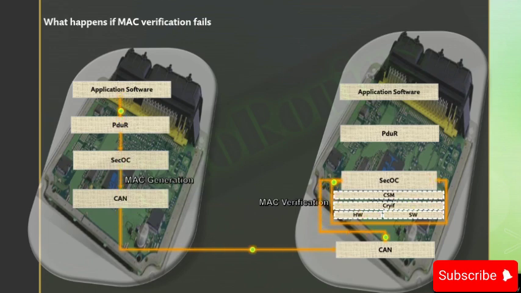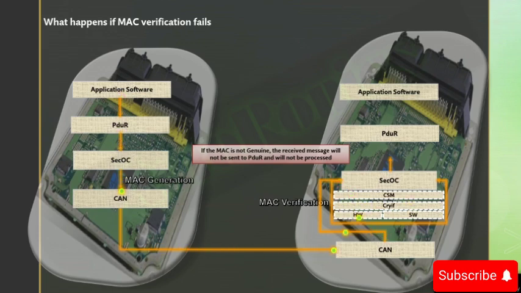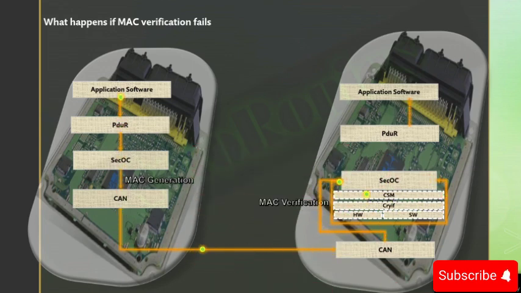So let's see a scenario when the MAC verification fails on the receiver side. By this, we can understand that the data has been changed by a hacker and it is not secure data. Since it failed, the PDU will not be available to the upper module, which is PDUR. Suppose we send the data to the PDUR, then the PDUR will pass that data to the application software, which will affect the application software.